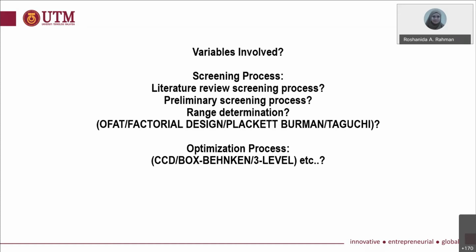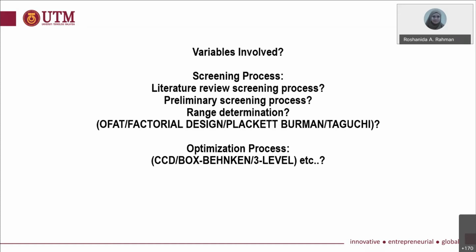And why do we call it a screening process, and why does this design exclude the OFAT? With the other designs, you can get linear regression analysis. You can get a linear equation because it is for the screening process.